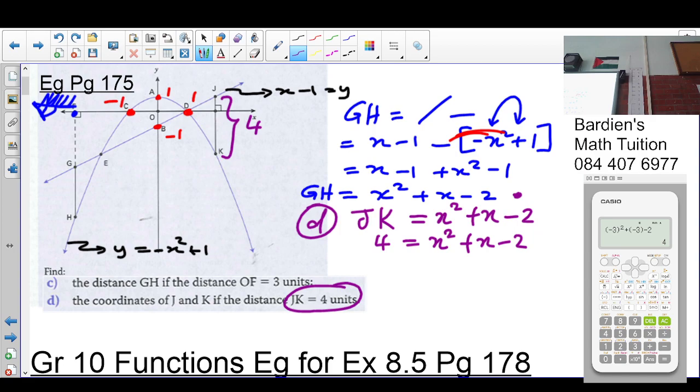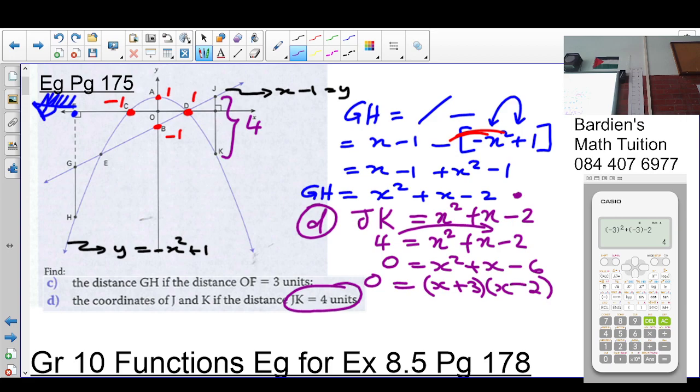When do we take numbers on one side and x on the other side? For a linear equation. This is a quadratic equation. Can you see that? So we take the 4 over the equal sign: 0 is equal to x squared plus x minus 6. Trinomial: x and x, 3 and 2, plus and minus. So x is equal to minus 3 or x is equal to 2.